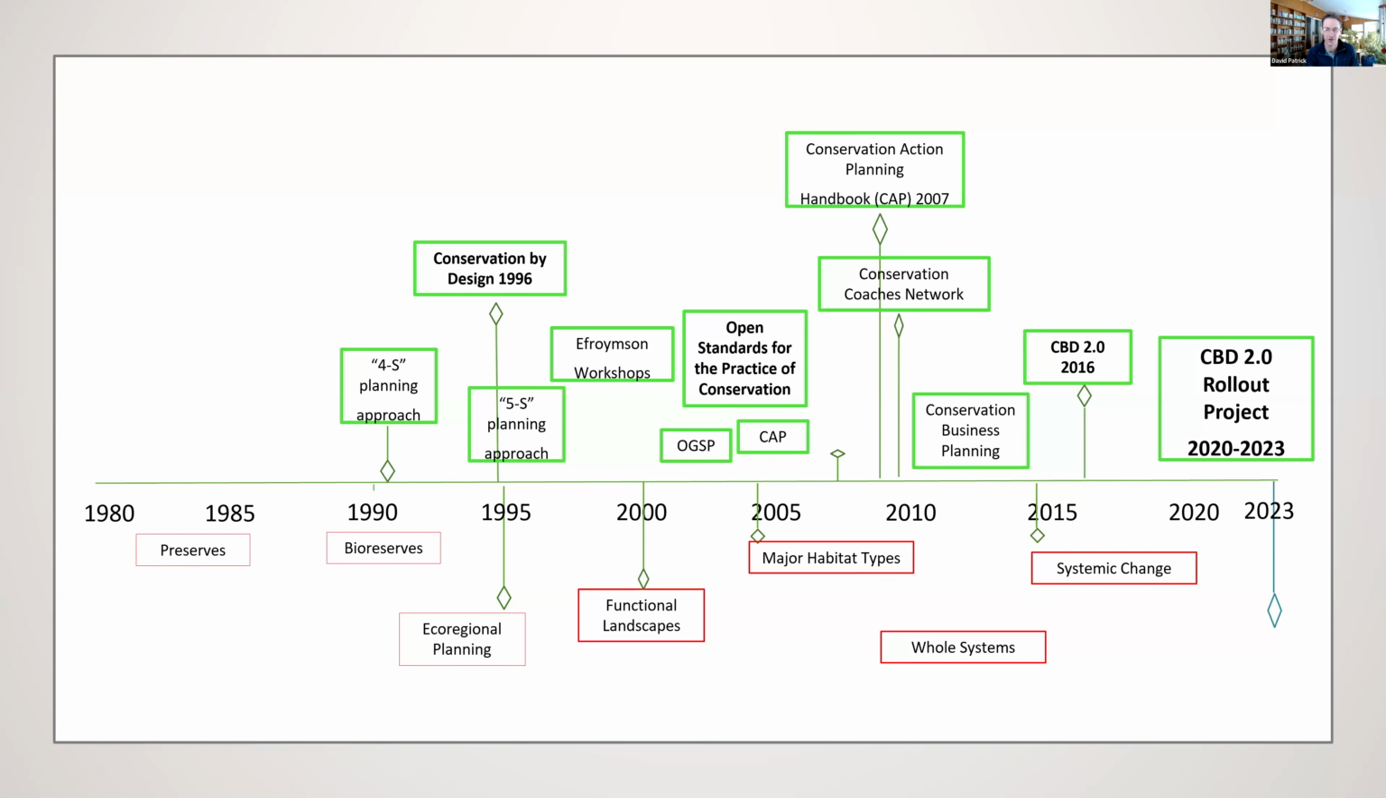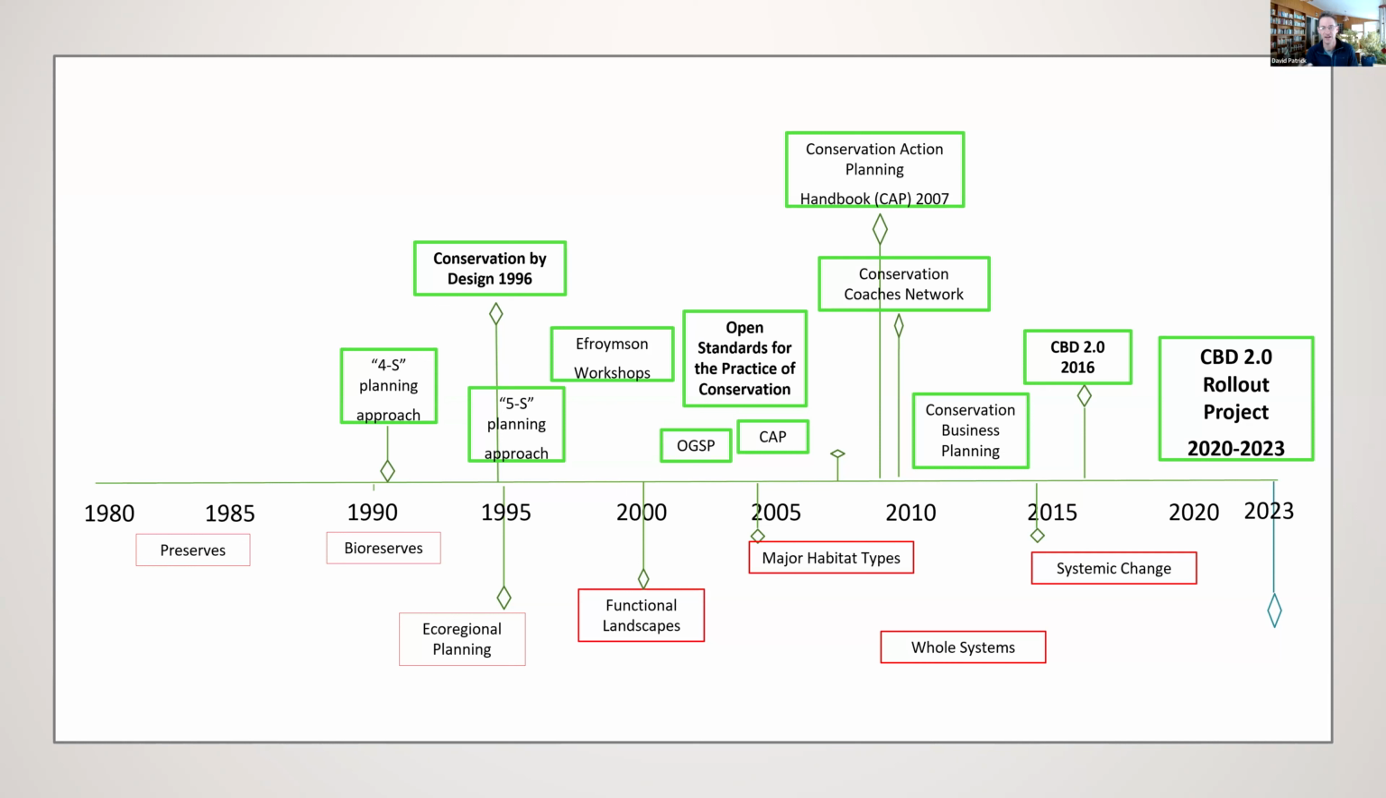We can fast forward to a really important point in the early 2000s, where many of our partner organizations have been paying attention to conservation by design, were really interested in it. And we had a sort of bifurcation at that point where those partner organizations took conservation by design and molded it into a framework that works for their needs. And that's the open standards for the practice of conservation, which is now the conservation standards.